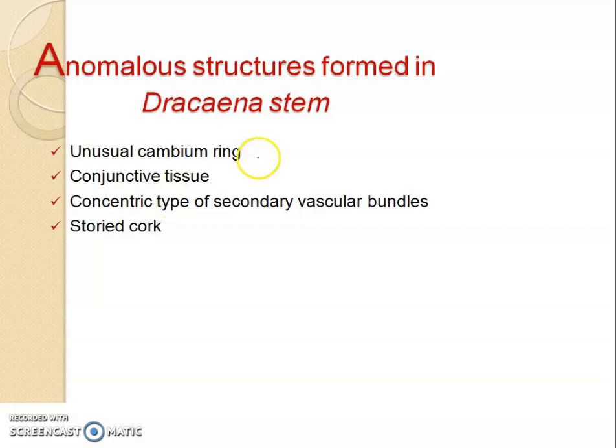Now, anomalous structures formed in Dracaena stem. The different anomalous structures formed in Dracaena stem are the unusual cambium ring, conjunctive tissue, concentric type of secondary vascular bundles, and the storied cork.